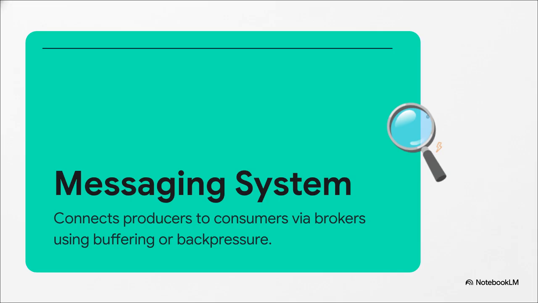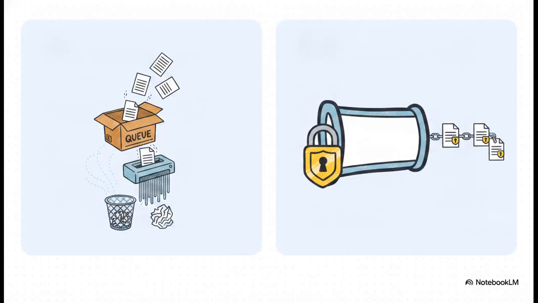But as an engineer, you immediately hit a wall. If your producers start blasting data way faster than the consumers can actually process it, what does that broker do? Does it just drop the messages? Does it buffer them in some giant memory queue? Or does it apply back pressure, basically yelling at the producer to slow down? To answer that, you have to look at the type of broker you're using.